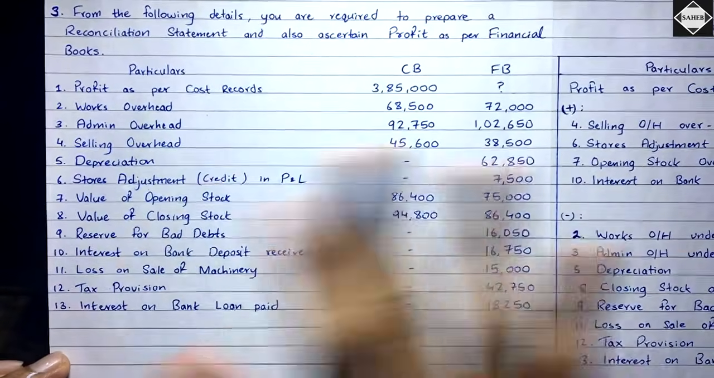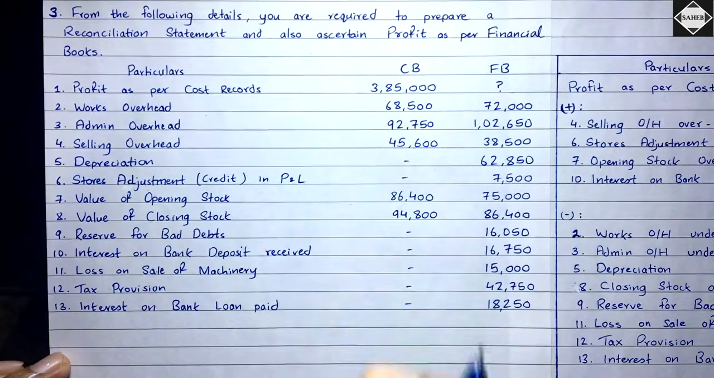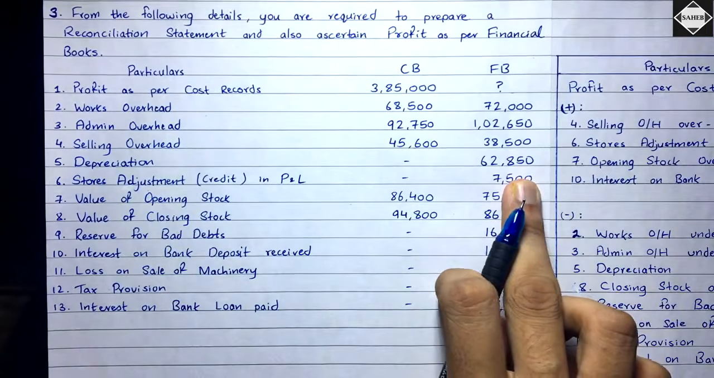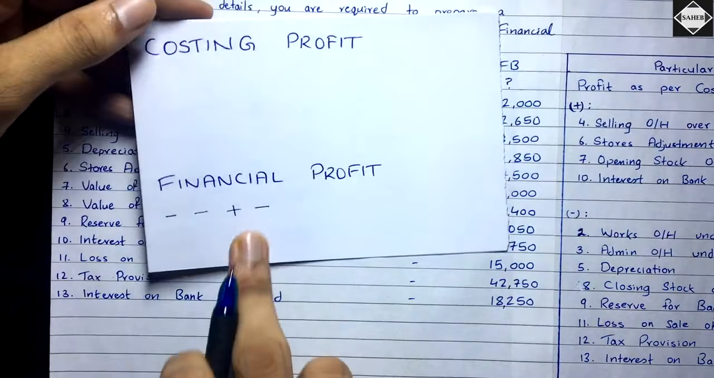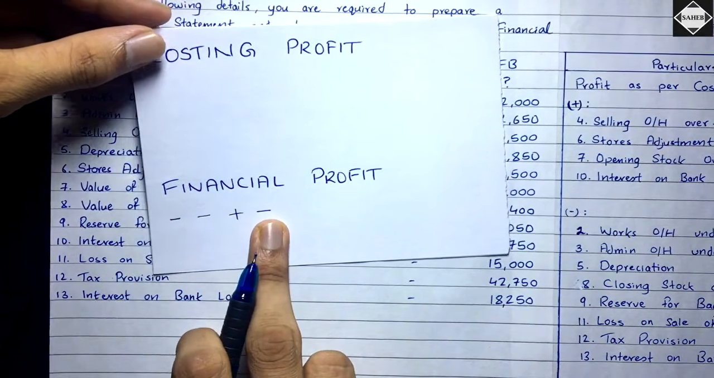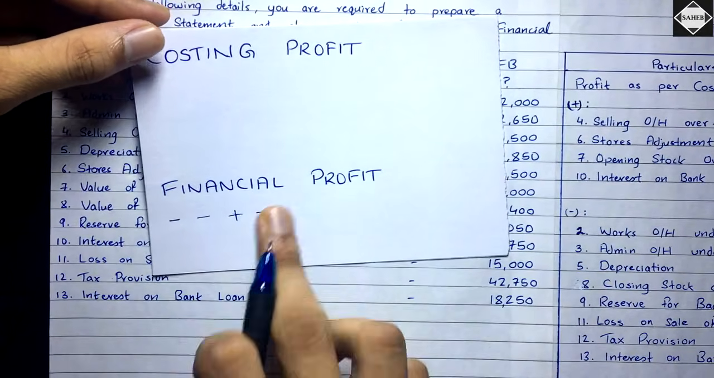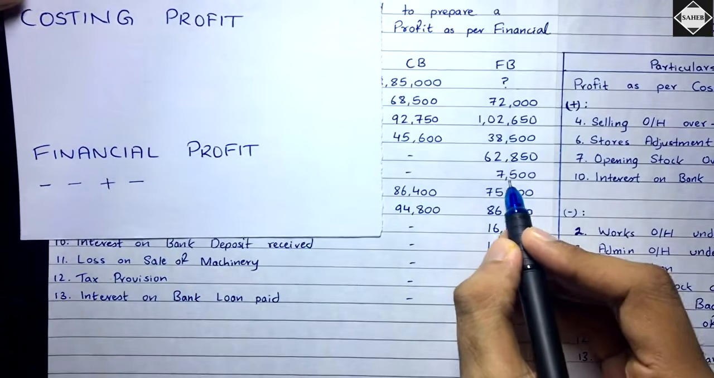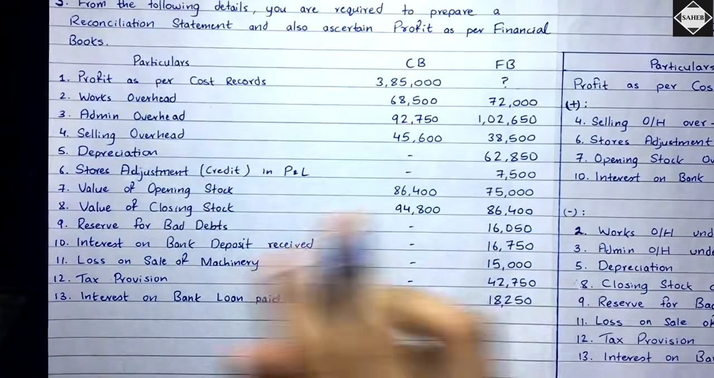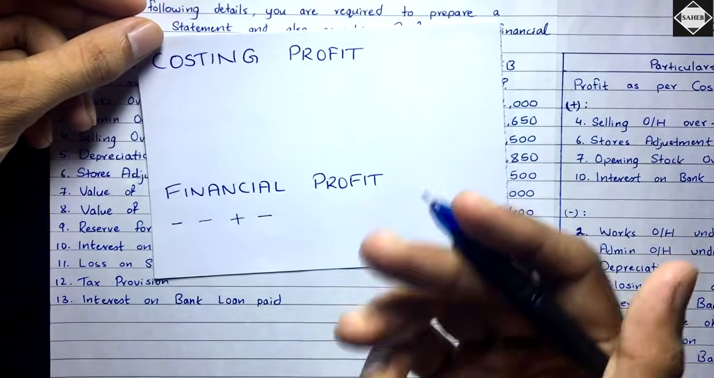It has not been recorded in the costing books. So it is income recorded only in financial books. What is the impact on our target profit, the financial profit which we want to reach? The effect is positive. It is income recorded only in financial books. So the effect is positive.